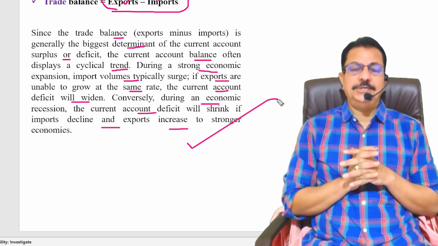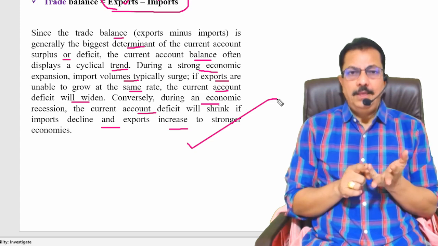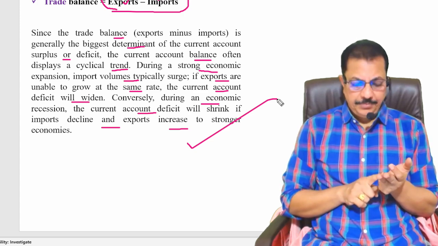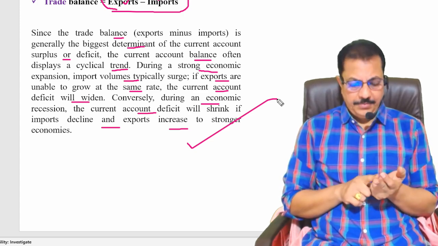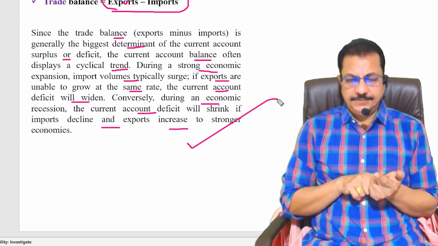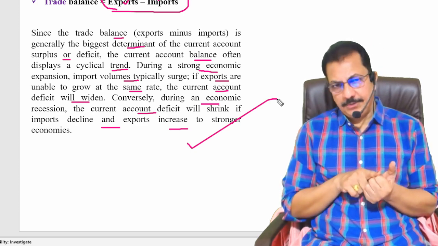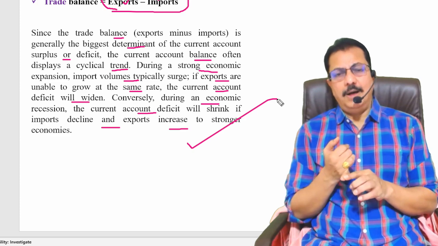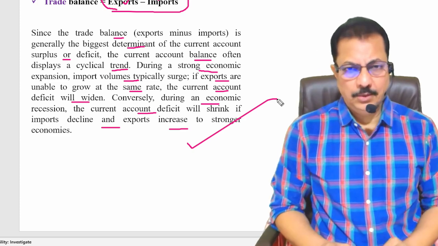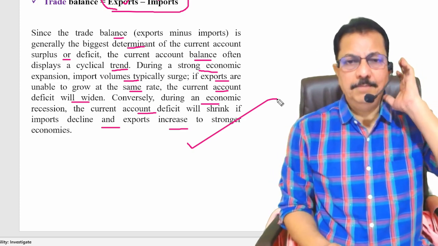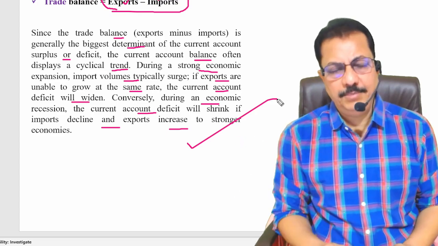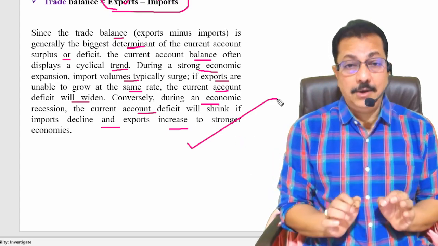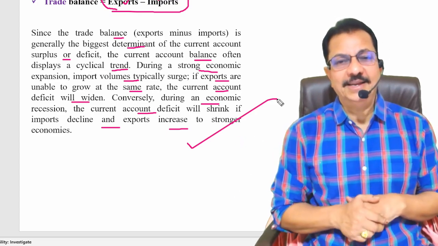So in this session we have understood what is balance of payments, what is current account, what is current account deficit, what is current account surplus, when it is called positive, when it is called negative. All these things we have understood. The only thing left in the BOP, the other part of the BOP, is the capital account, which we are going to discuss in the next session.